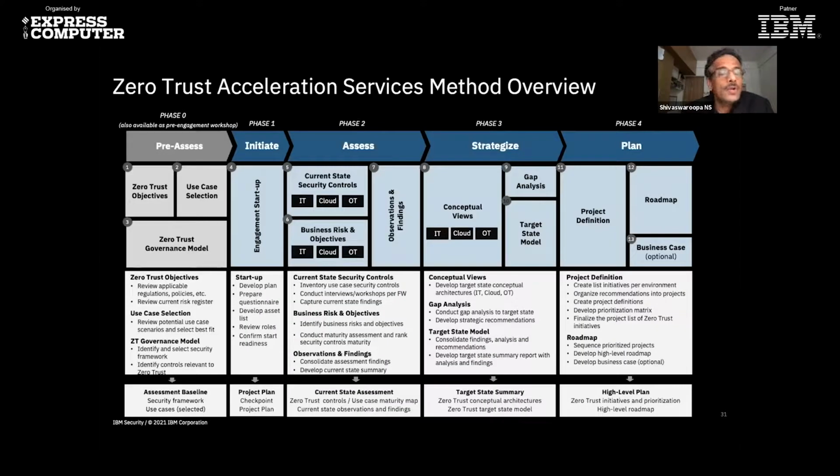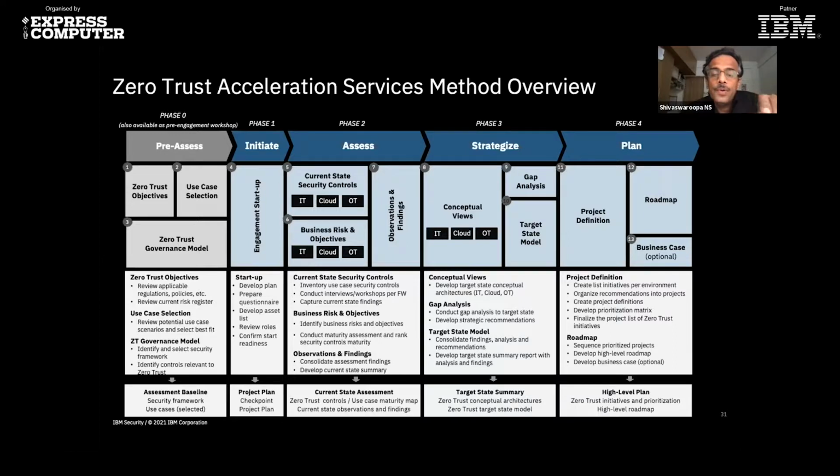So moving forward, the next slide gives a little more detail. We don't have to go into every bullet here, but this gives you a view of how comprehensive the acceleration service is that we bring to the table. It consists of four phases: the initiation phase, then the assessment phase, and the strategy phase, where we do the gap analysis. And then the planning phase is one where we will create a list of initiatives for each of your environments. It could be your IT, OT, or anything else.